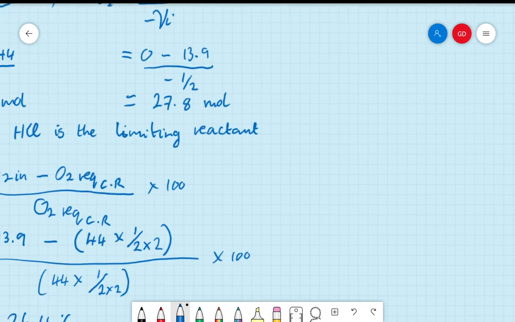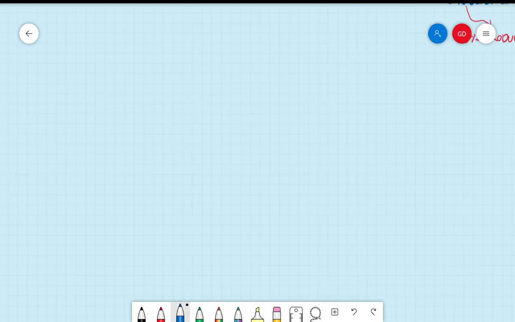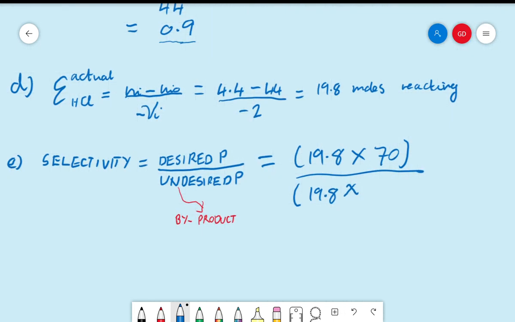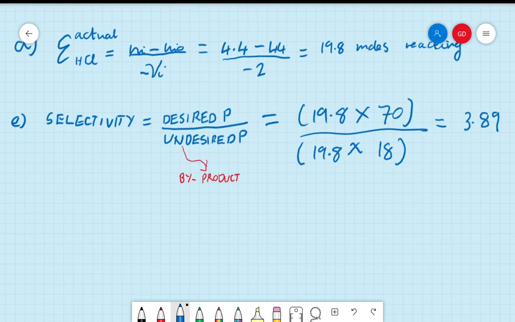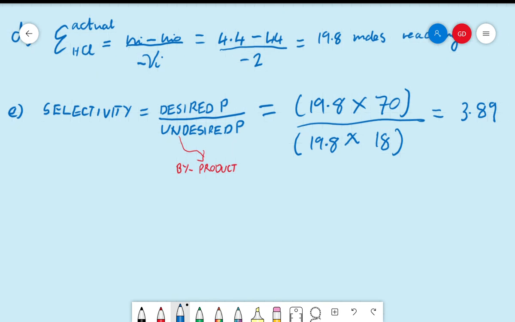Okay, let's go back to the problem that we're solving here. So this one is multiplied by 18, that's the molecular weight of water. And then we get the ratio, 3.89. So that's the selectivity. The desired product to the undesired product is 3.89. That's the factor you can use to see how much of the desired product you are producing with respect to the undesired product, and then you just compare.